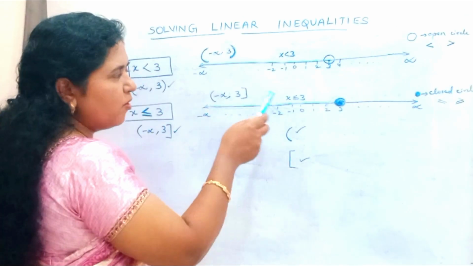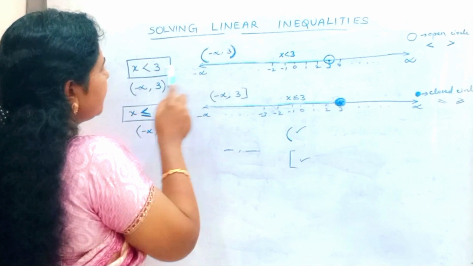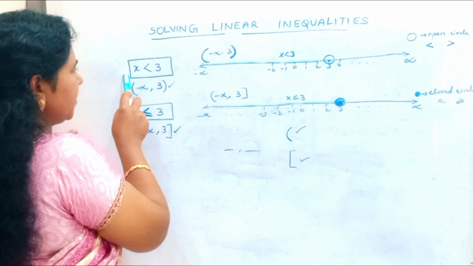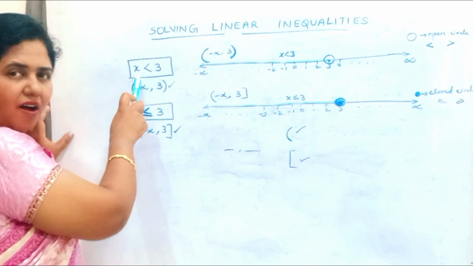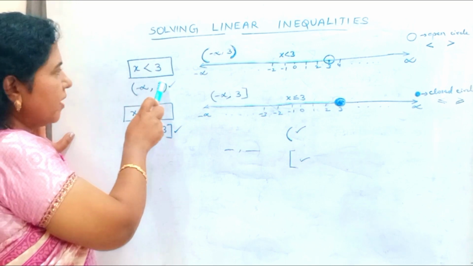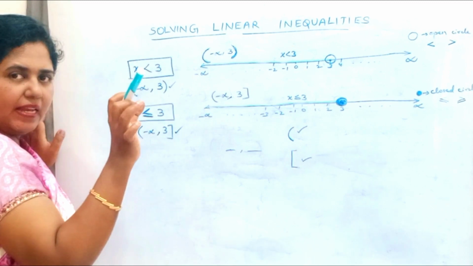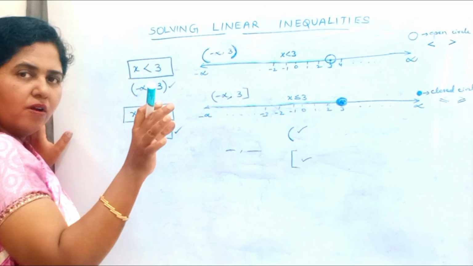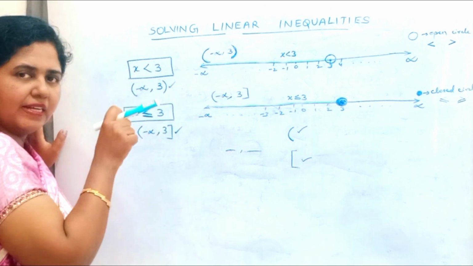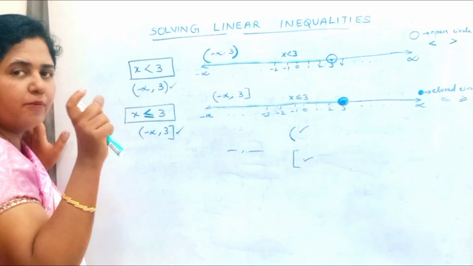Now here one more thing is to be known. On seeing the first relation, x is less than 3, the meaning of this relation is that the values of x are all the values less than 3. It is not equal to 3. So there is no possibility for x equal to 3. It is a strict inequality. There is no possibility for an equality there. These types of relations are called strict inequalities.